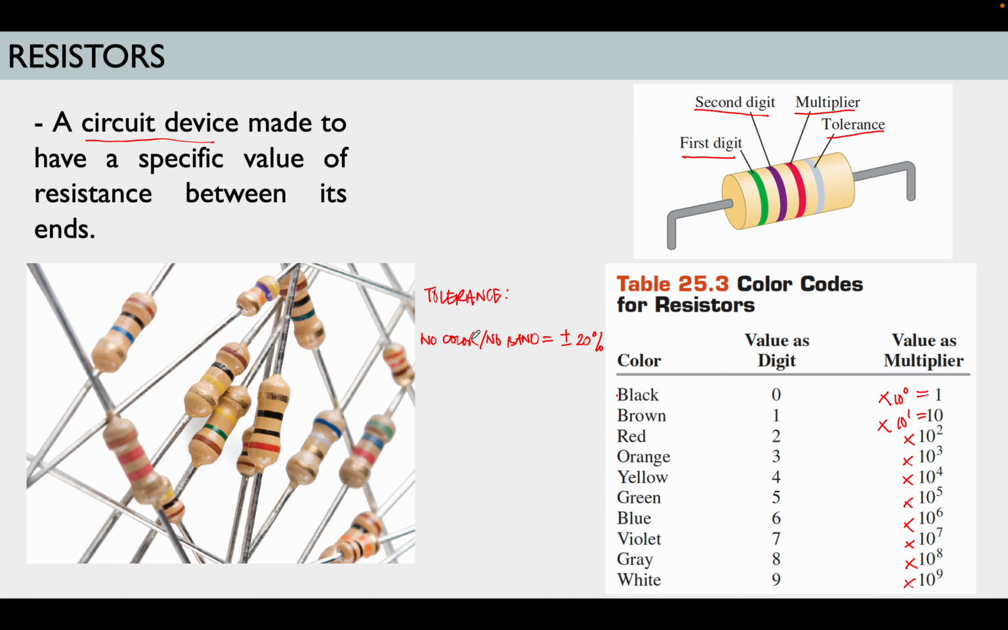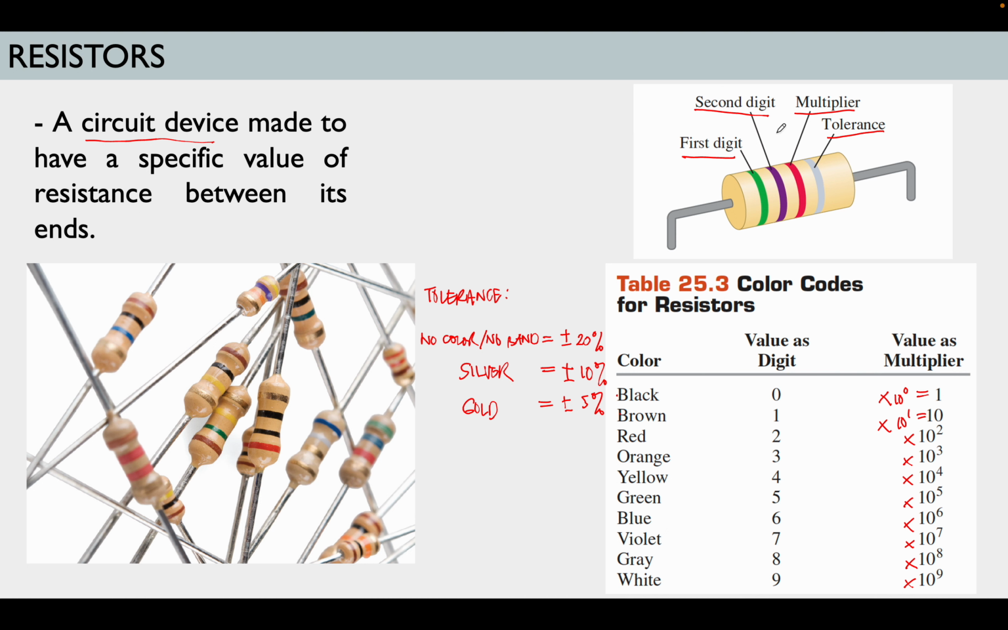Okay, so for no color or no band, again, it is plus minus 20%. And then we also have silver, which has a tolerance of plus minus 10%. And we also have gold, which is equal to plus minus 5%. So these are the values of the tolerance for each color assigned on the fourth band.